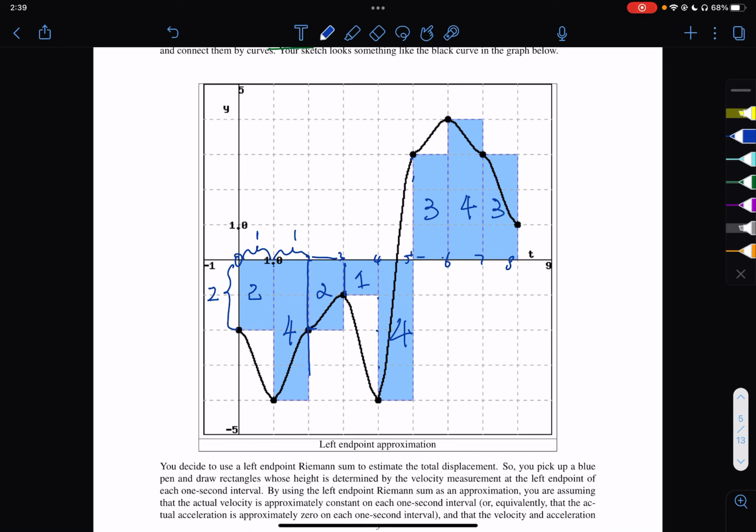Well, you do need to be very careful. I mentioned earlier that it's supposed to be net area, hence the sign is going to matter based on your location. You are going to mark the sign for those. Therefore, the net area of this, which is a displacement, which is the integration of the velocity function, is -2, add to -4, add to -2, add to -1, add to -4, add to 3, add to 4, add to 3, which is your displacement.